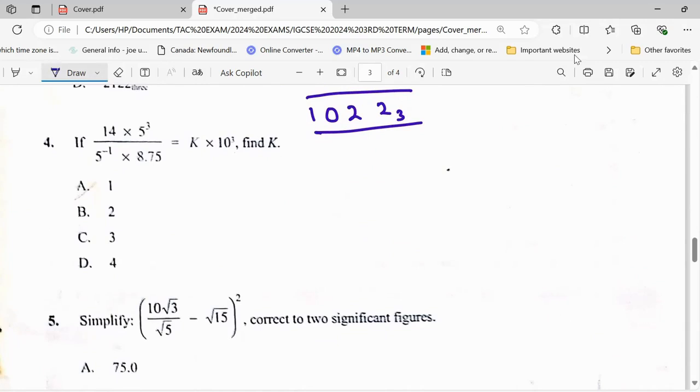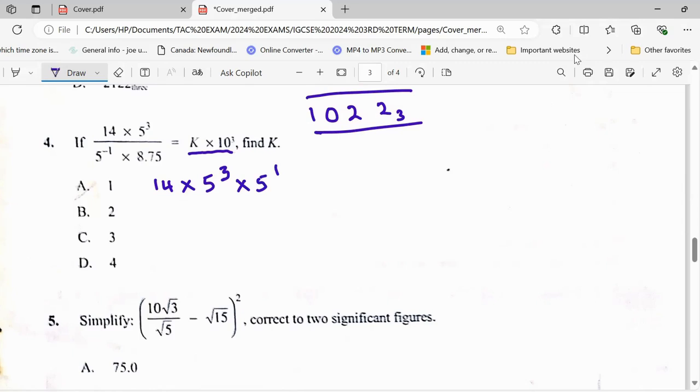Question 4, we have this fraction here, and we want to write it in standard form and find the value of K. So what we have here now is 14 times 5 raised to power 3. Okay, let's say. Now, this will come up.